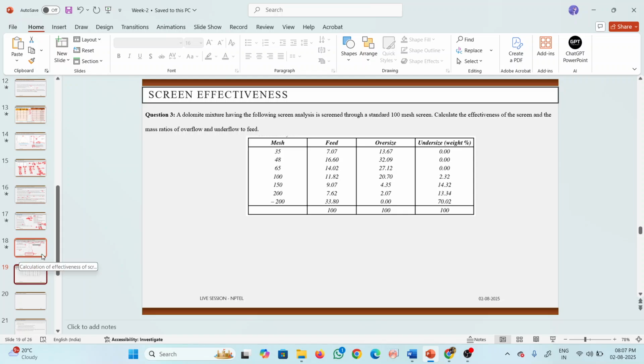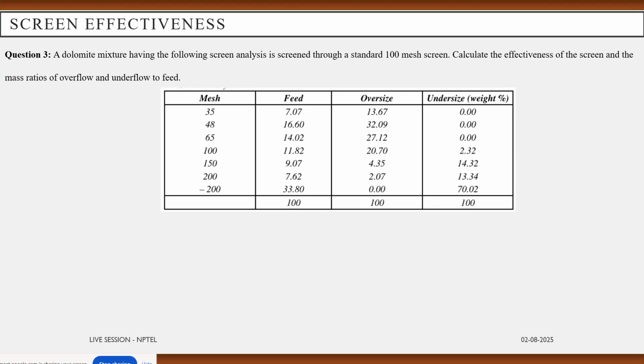Then we will go to the next question, the screen effectiveness question that we will solve as the next numerical. There is a dolomite mixture having the following screen analysis. It has been screened through a standard 100 mesh screen. We need to calculate the effectiveness of the screen and the mass ratio of the overflow and the underflow to the feed. You have been given this chart, and you need to calculate the effectiveness of the screen.